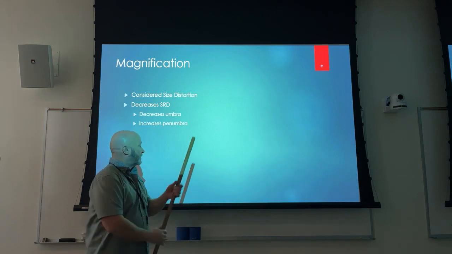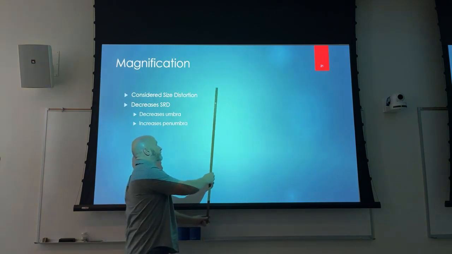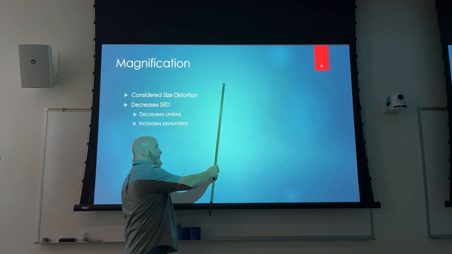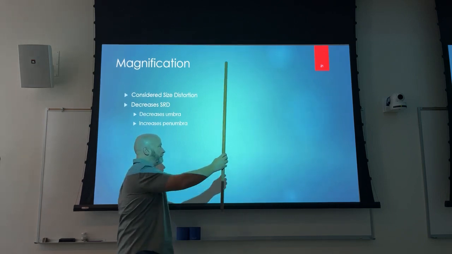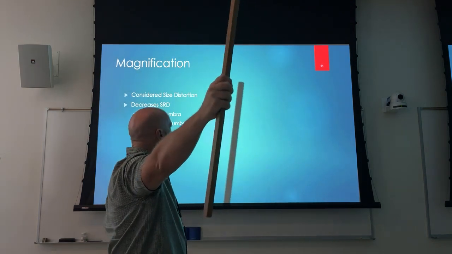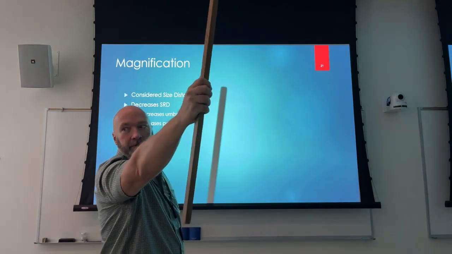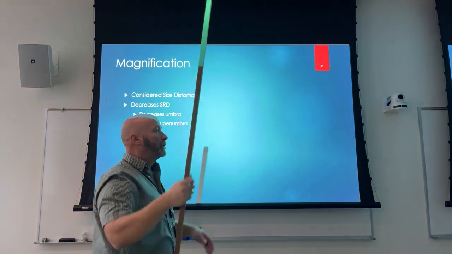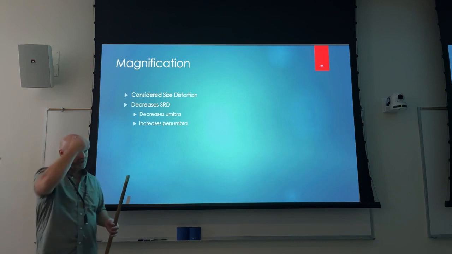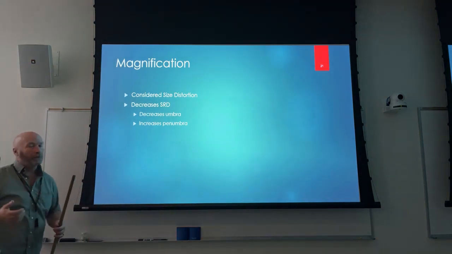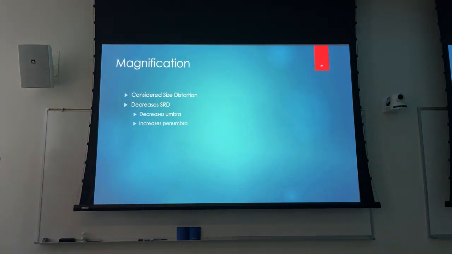But the further I back away, and we're going to do this, the further I back away from my image receptor, which would be the screen here, the larger this thing gets and the fuzzier it gets, right? So we get magnification, and with the magnification, we get a loss of sharpness or recorded detail. So we lose sharpness with increased magnification. So increase in SID, though, decrease in magnification.